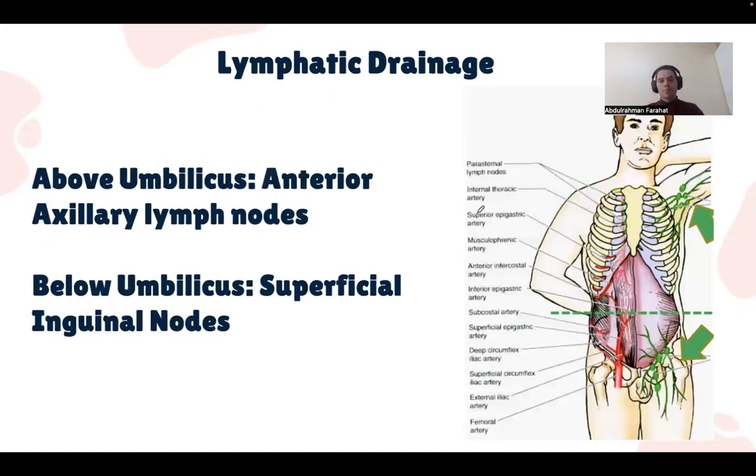The lymphatic drainage. So similarly to the veins, anything above the umbilicus would drain into the anterior axillary lymph node. And remember when I said axillary, it's somewhere in the armpit region. So it all goes there. And then anything below the umbilicus, not like the veins which drain into the femoral vein, however, in the lymphatic drainage, they would drain into the superficial inguinal lymph node.